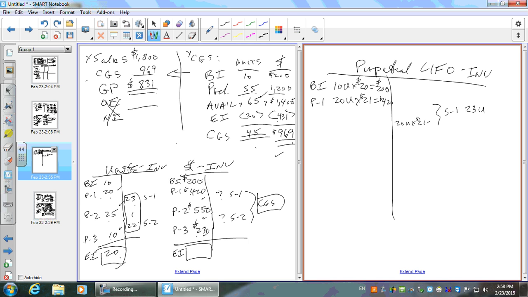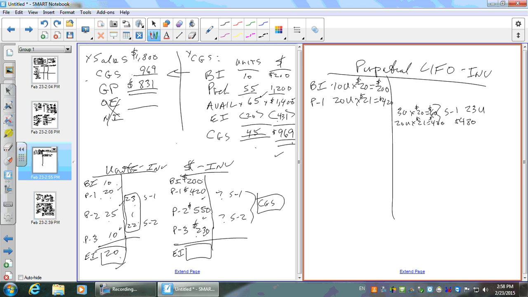That's 420, right? So the math is really easy because you've already done it all, right? That's 420. And then how many more units do I need to make 23? 3. I think so. 3 units that cost me how much? I'm going back to my beginning inventory and selling off some of it. Everybody see it? So it's going to be 3 at what? $20, which is how much? $60. So what's my cost of goods sold here? 420 plus 60 is how much?